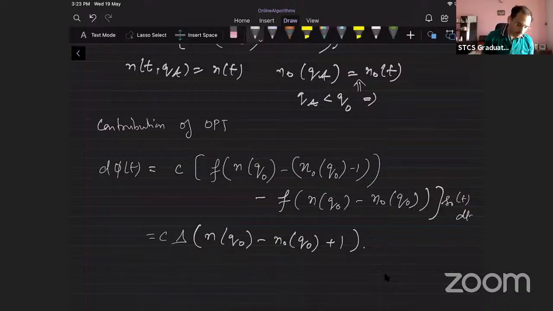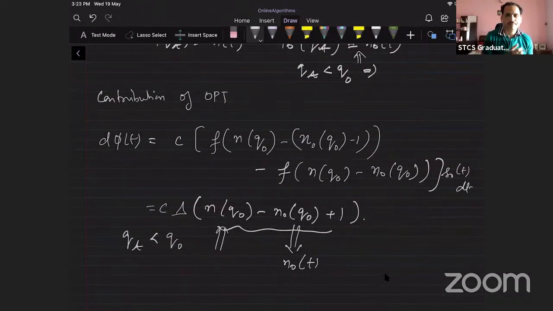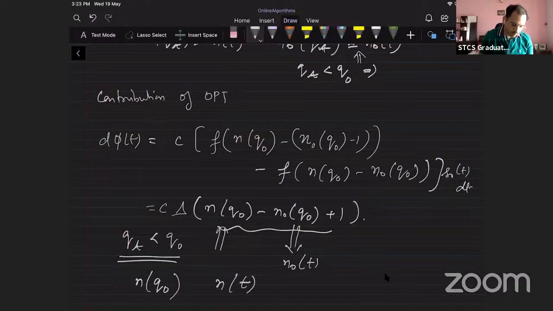Okay, so we are still in the condition that QA is less than Q0. So how much can you bound this quantity? This quantity is always equal to n0, right? What about this quantity, n of Q0? If this is true, can you relate these two quantities?